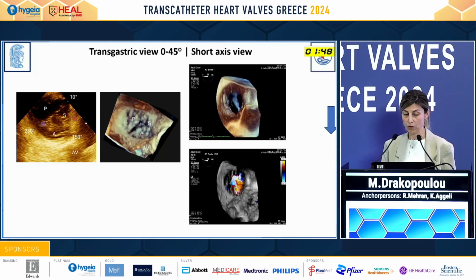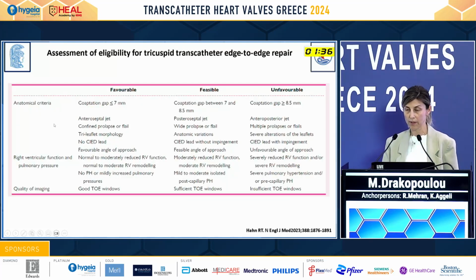Also, 3D offers a very valuable image, as we can see. We place the aortic valve at 150 degrees. This is the anterior, the septal, and the posterior leaflet, so we can have a good orientation and offer guidance. Only two slides about the transcatheter procedures.